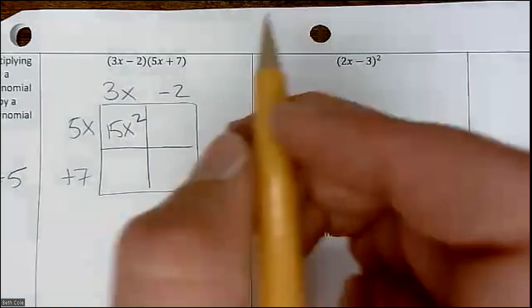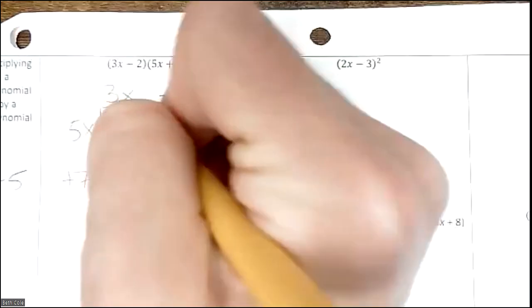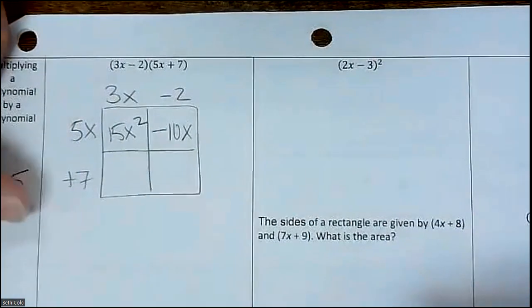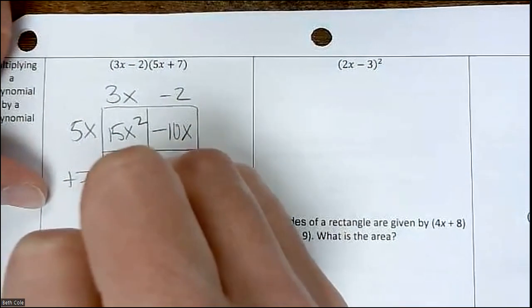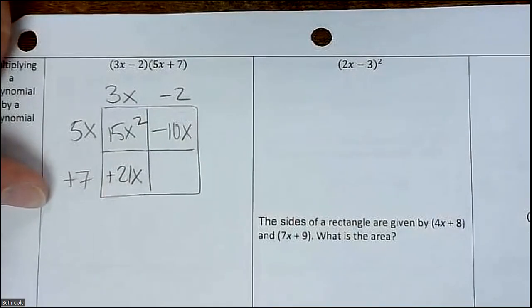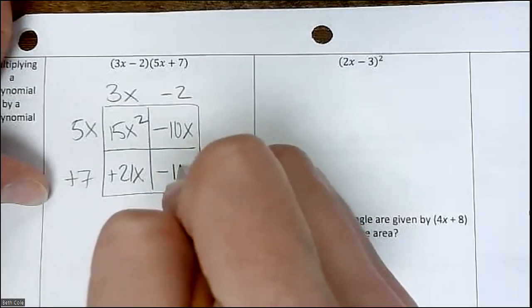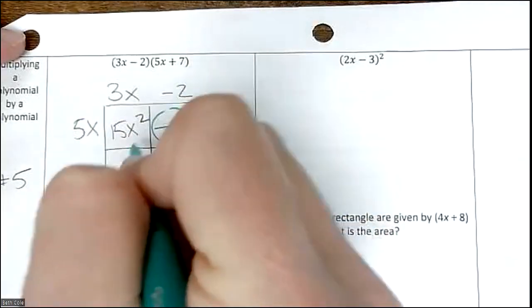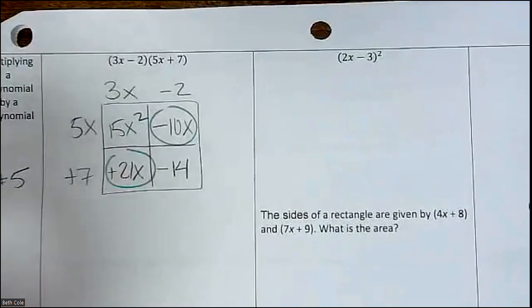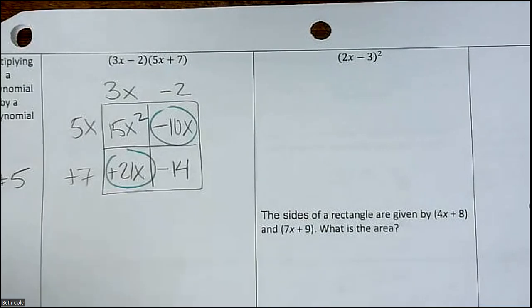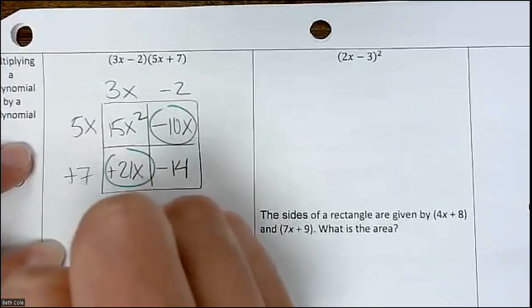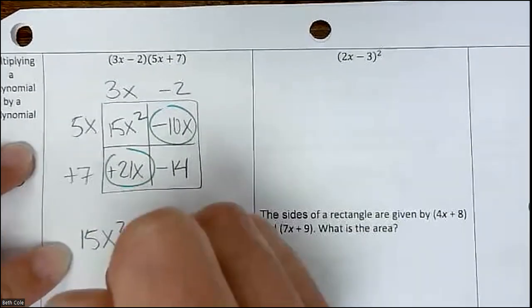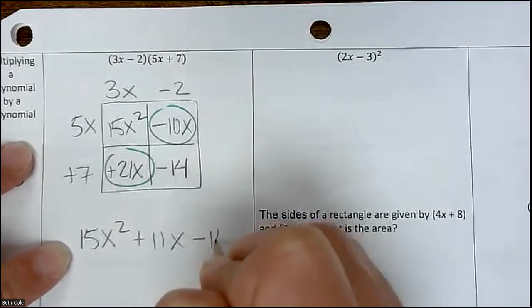All right, what's gonna go in the second little window? Yep, negative 10x. And then this one would be 21x. And then 7 times negative 2 is negative 14. Good. And then the diagonal ones are going to go together. It doesn't change once you get to this step. It's going to stay x. All right, so it'll be 15x squared. What is that? 11x minus 14.